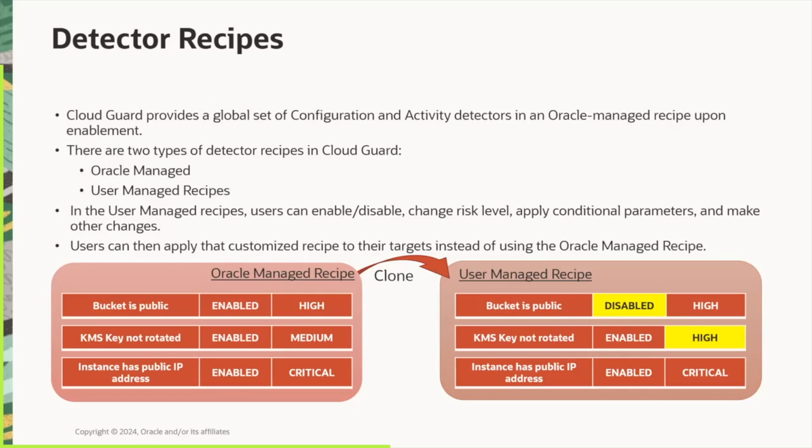Let's say if you want to customize those rules according to your needs, right? So we also have an option called cloning. So you can clone those recipes and you can use it as a user managed recipe. So with the help of the user managed recipes, you can customize those rules. Let's say if you want to disable, or if you want to enable, or if you want to add conditions to it, right? All of those things you can do with the help of the user managed detector recipe.